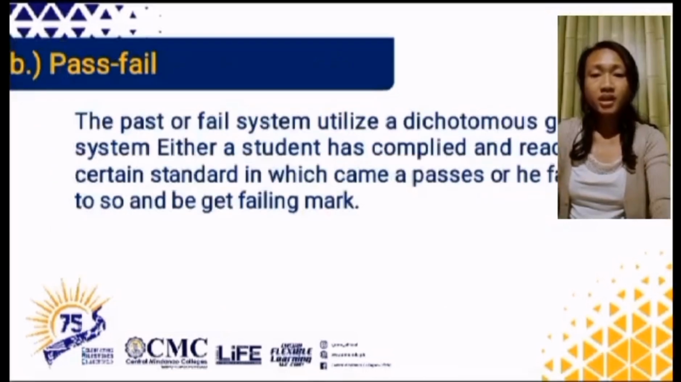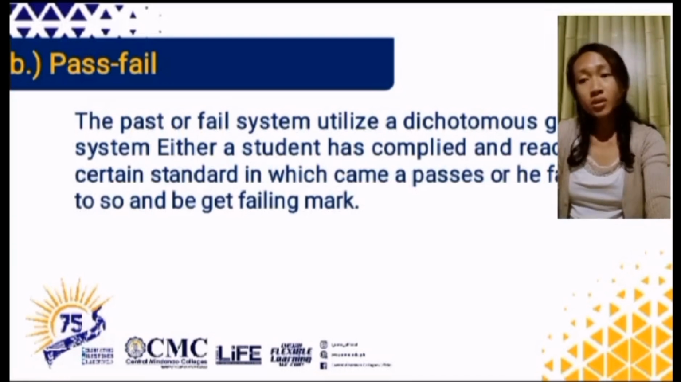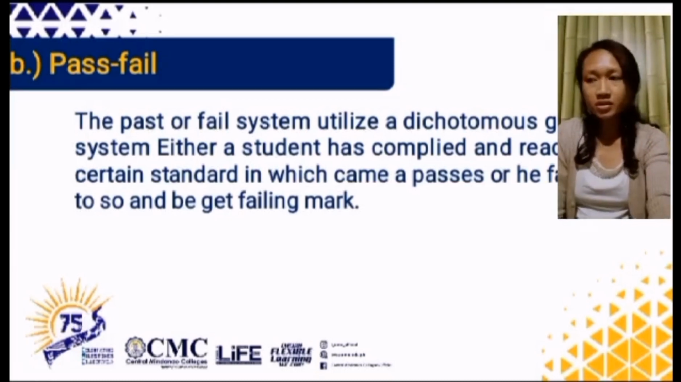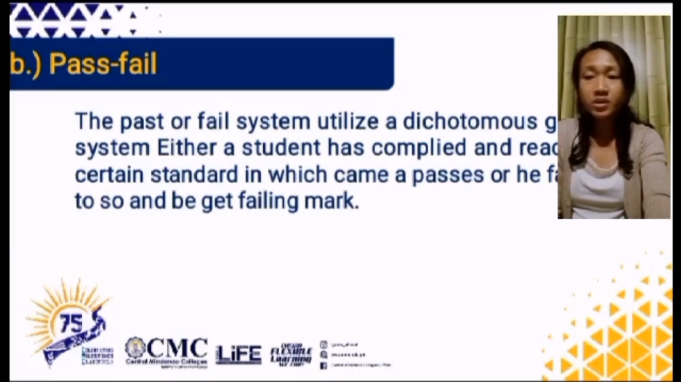So the second type of grading system is the pass-fail. This type of grading system is very common in college courses. It is a dichotomous grade system. Either the student has complied and reached certain standards, in which case he passes, or he failed to do so and he gets a failing mark.